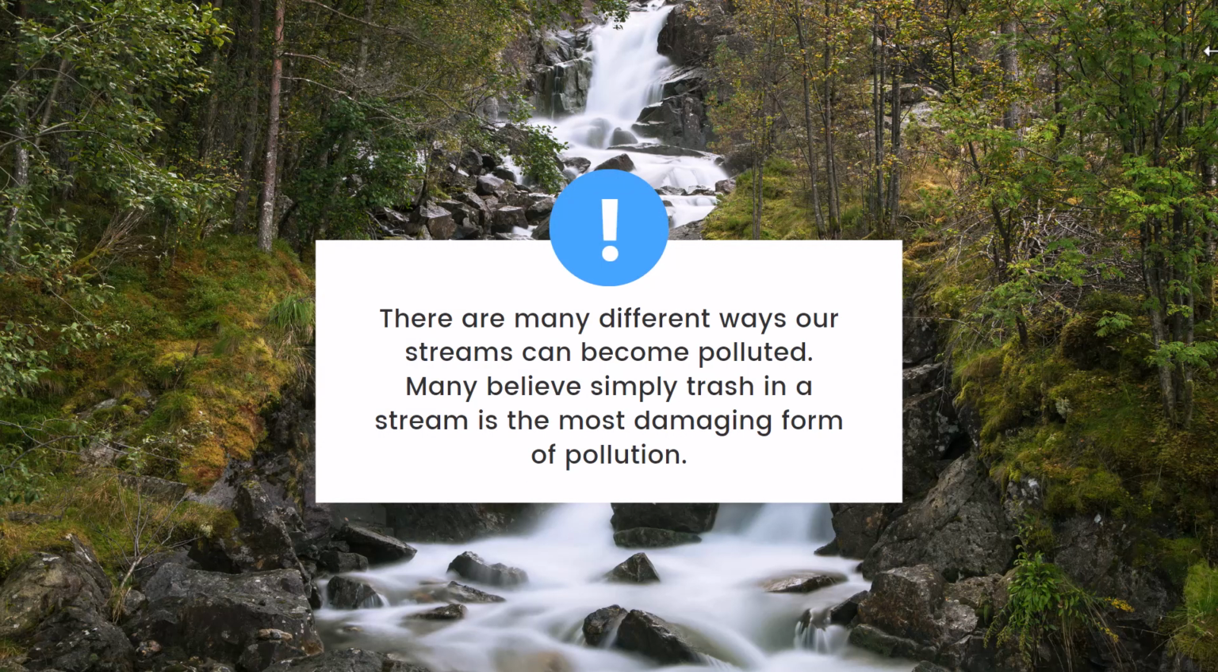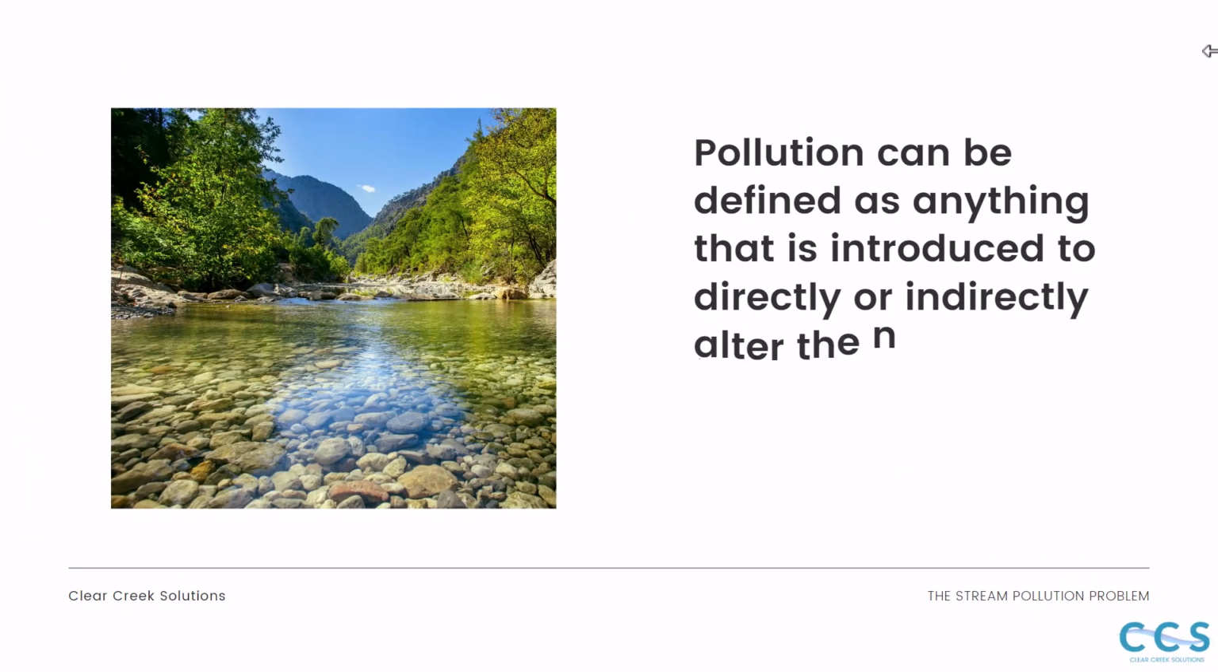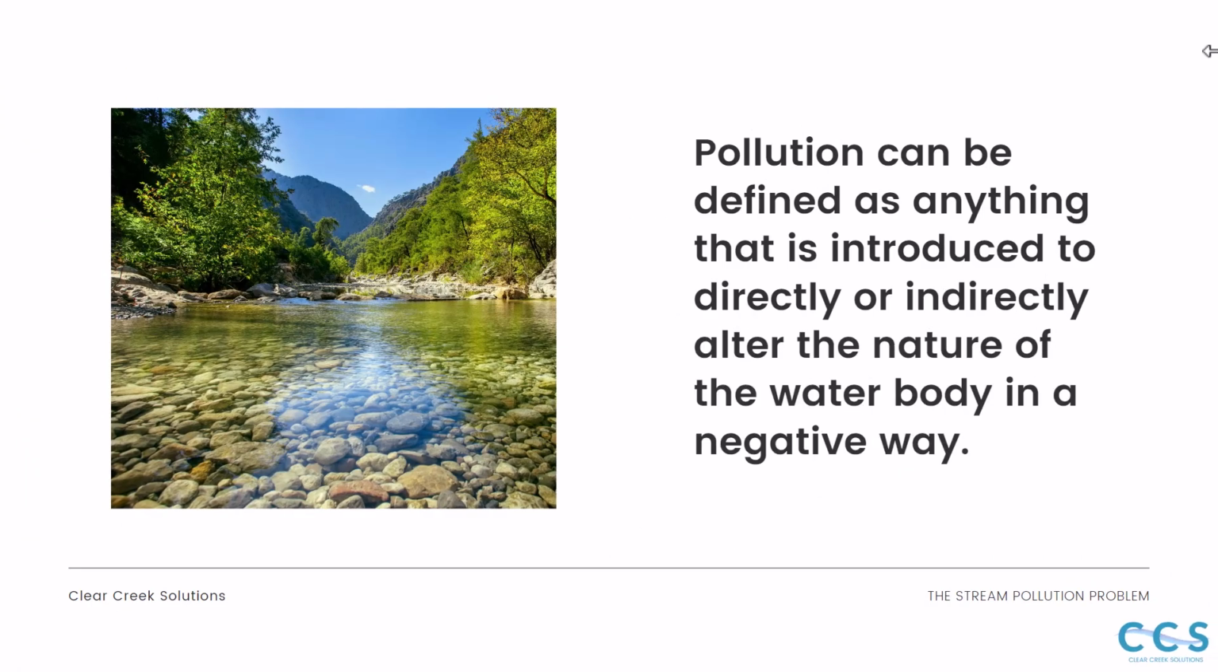So there are many different ways our streams can become polluted. Many believe simply trash in a stream is the most damaging form of pollution. However, what I'm going to discuss here is there's actually many ways our streams can become polluted and how they can build up over time and cause damage to that water supply and that water body. So pollution can be caused by various forms of debris, and these are the ones that are most commonly understood, such as trash, various forms of waste, plastics, and metals. All these can be deposited in streams, and all these things are bad. Especially when pollution can be defined as anything that is introduced directly or indirectly to alter the nature of the water body in a negative way. So anything that comes in contact with the water body and causes a negative impact can be defined as pollution. So it's not going to be limited to just those things that we discussed on the previous slide.